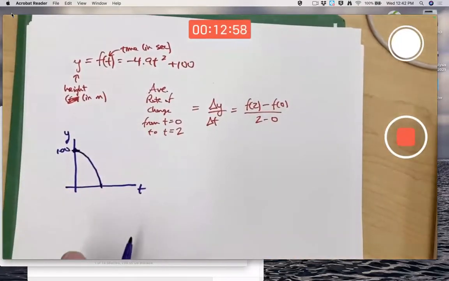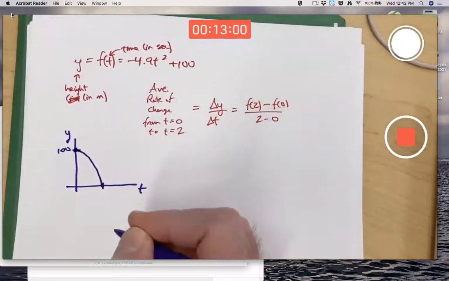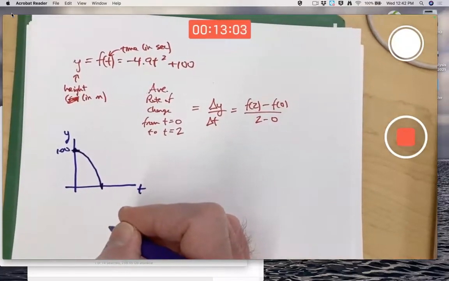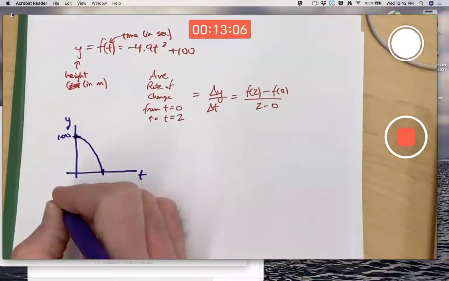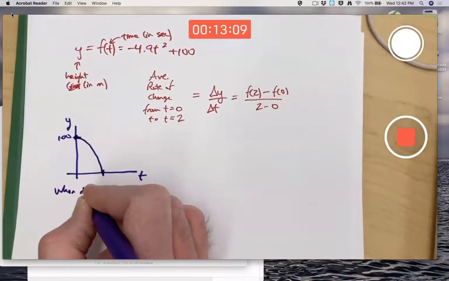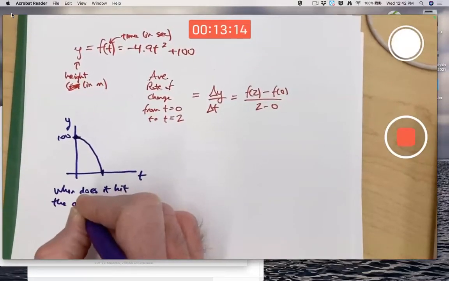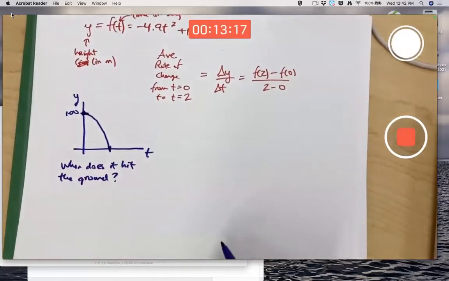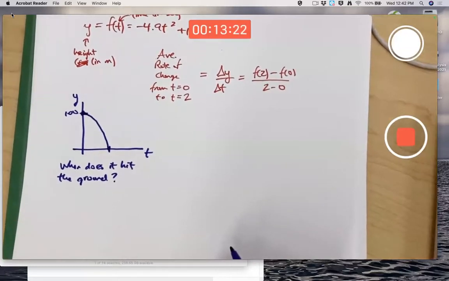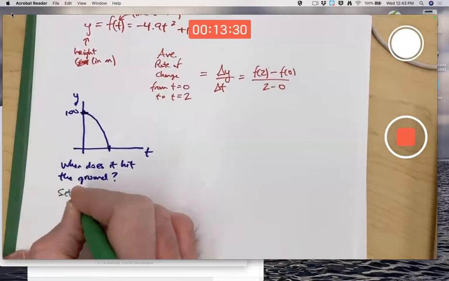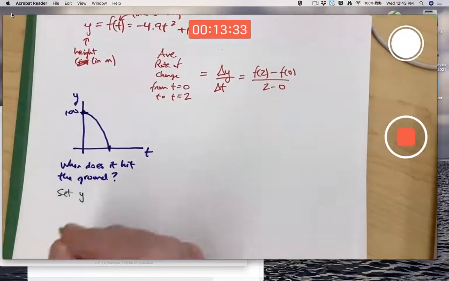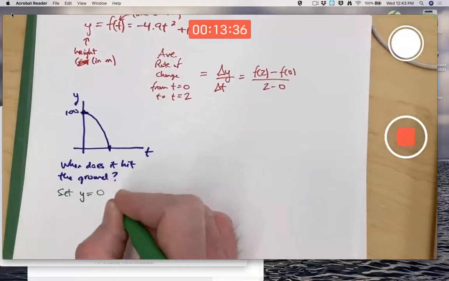A purely algebra problem is to figure out when it hits the ground. If y equals 0 is the ground, when does it hit the ground? That was not an exam question, but it would be a question I could have asked on the exam and you should have been able to answer. What do I do? Solve for t. Set y equal to 0 and solve for t.